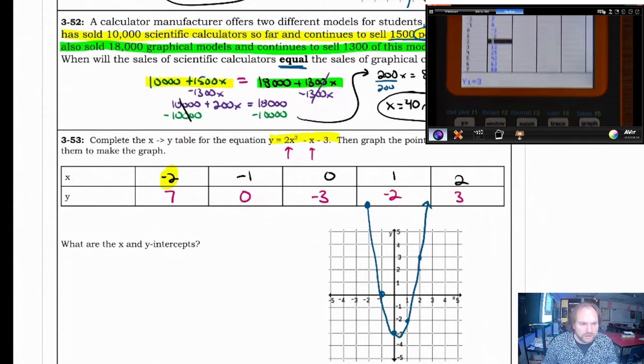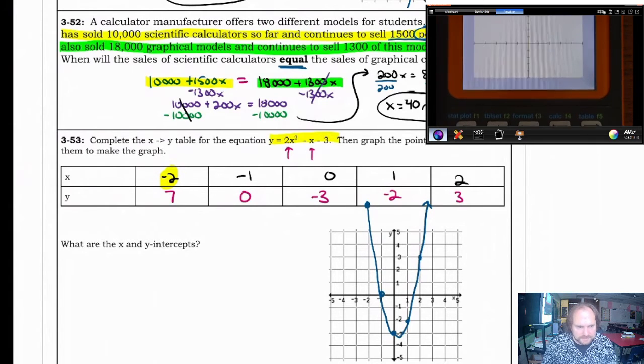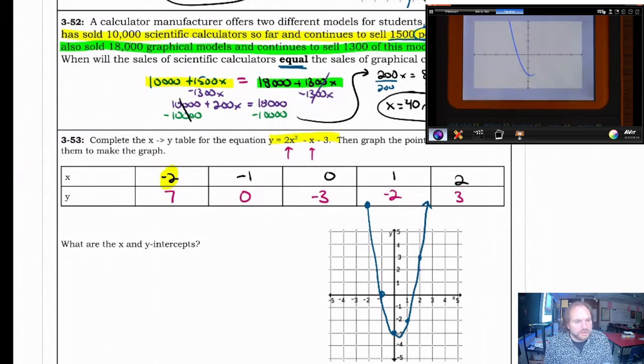Or you could go on your trusty graphing calculator and just push the graph button. And you might have to play around with the window a little bit, but you should see that same kind of graph happen like that.